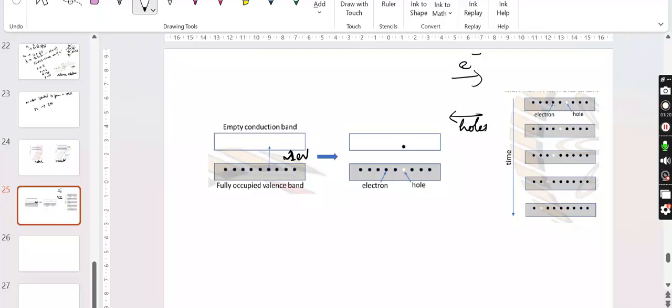So following the creation of a hole in the valence band, here a hole has been created. An electron moves to fill the gap, thereby creating a hole in its original location. As the second electron now moves to fill the new hole, another hole is created, and the hole is moving.